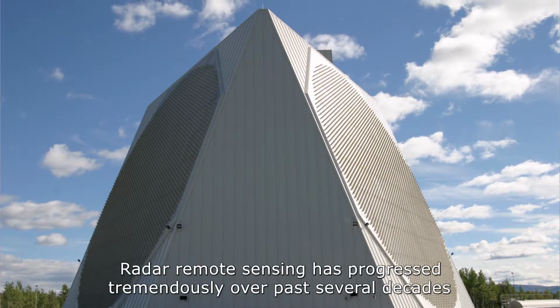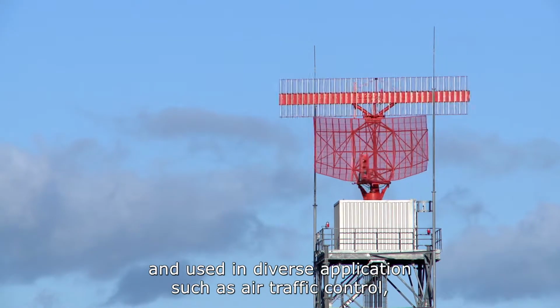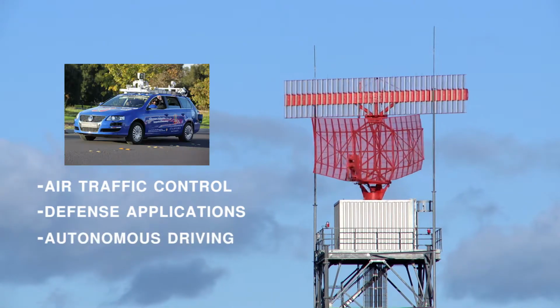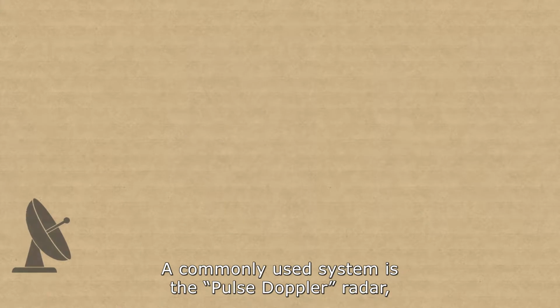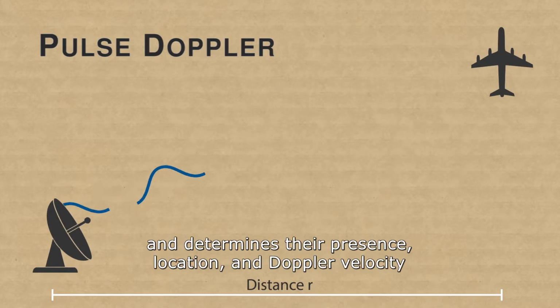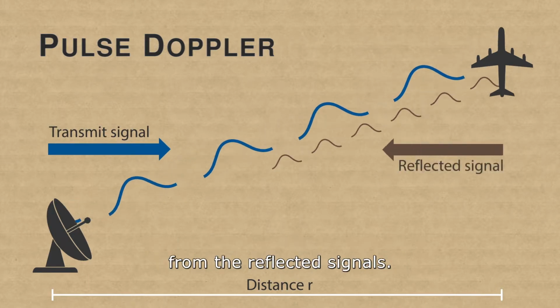Radar remote sensing has progressed tremendously over the past several decades and is used in diverse applications such as air traffic control, defense, autonomous driving, and weather monitoring. A commonly used system is the pulse Doppler radar, which is capable of transmitting pulses toward targets and determines their presence, location, and Doppler velocity from the reflected signals.